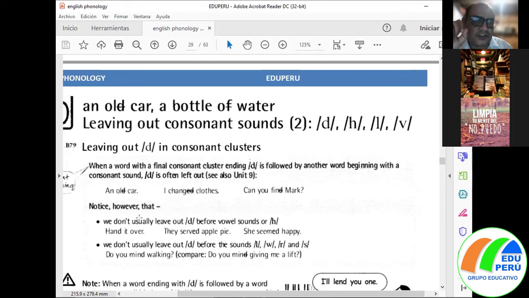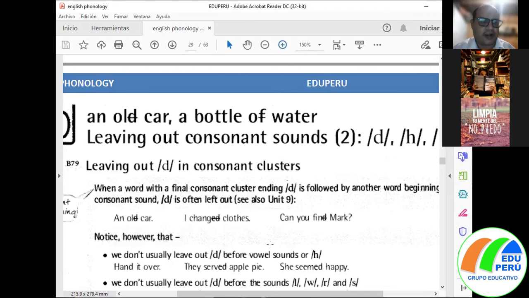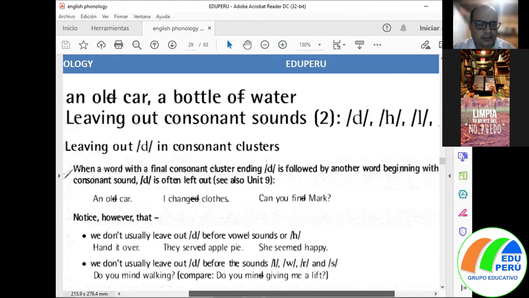We have three or four consonants, and the consonant t or d is in the middle, so you omit it. An old car. Notice, an old car. So you don't pronounce the sound d. All right? You say an old car. The other one, I changed clothes. Change. You don't say changed. I changed clothes. The other, can you find Mark? Can you find Mark? The d is not pronounced. You omit it.